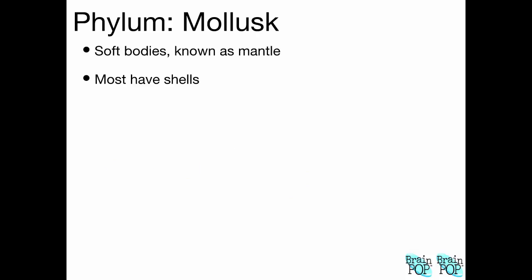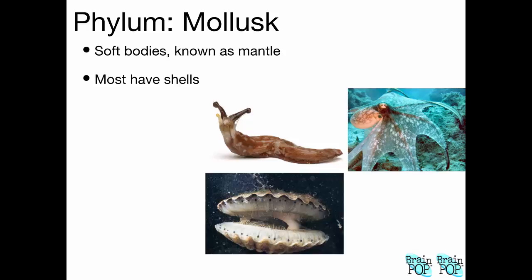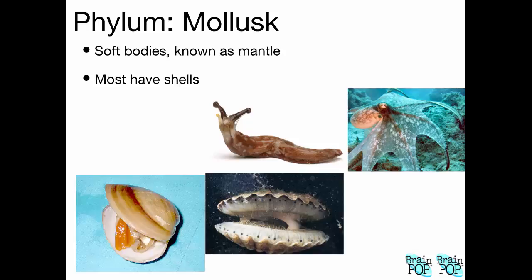Phylum Mollusca, the mollusks. This is one you're probably mostly familiar with because you probably have eaten a lot of these invertebrates before. Mollusks have soft bodies, but often covered in a hard shell. Okay? Some examples of mollusks: slugs, octopus. Some people eat octopus. Squid, which lots of people eat. What about scallops? Scallops are mollusks. Clams, oysters, mussels. All of those things are in this phylum, mollusks.